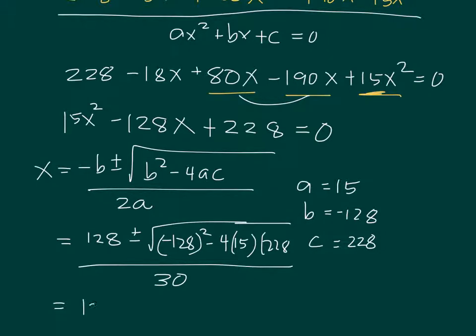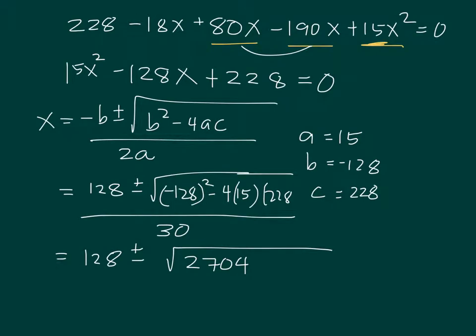So all we have to do is to simplify this. So you need your calculator to work on the one inside the square root. So that's negative 128 squared, and then minus 4 times 15 times 228. So you should get 2704. And then this will be divided by 30.